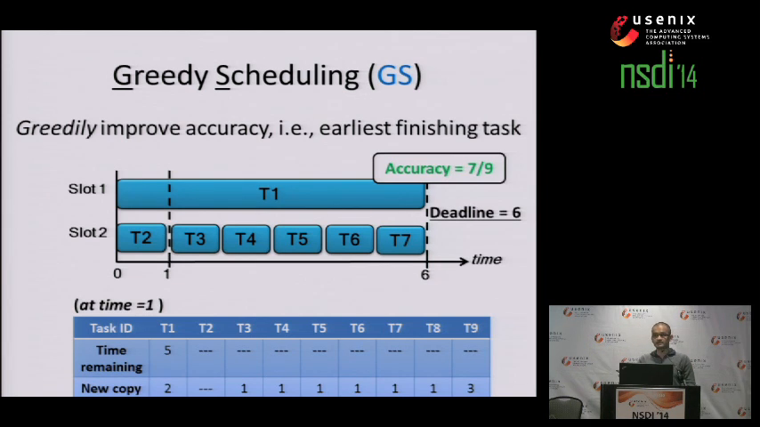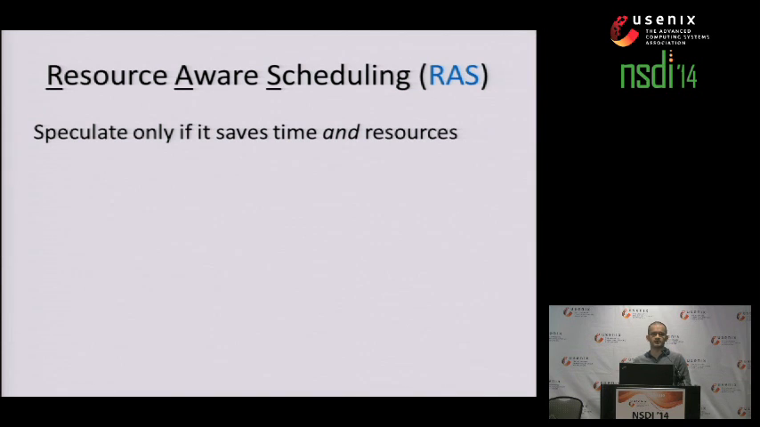Of course, this does not consider the opportunity cost of speculation here. So an alternative approach, naturally, is something that does consider the opportunity cost of speculation. We call that RAS, for resource-aware scheduling. This speculates if it saves both time as well as resources.